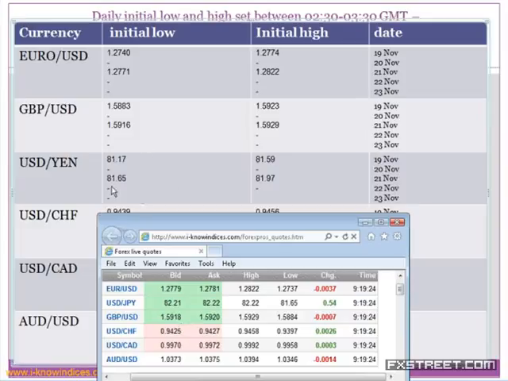1.5918. And in the case of USD Yen, what happened? So the initial low was 81.65, that is not breached, and the high was 81.97. They formed a new high 82.22.